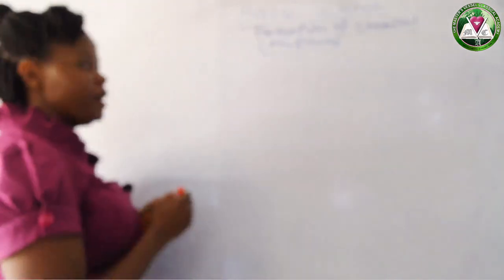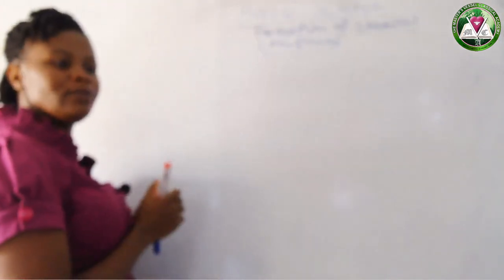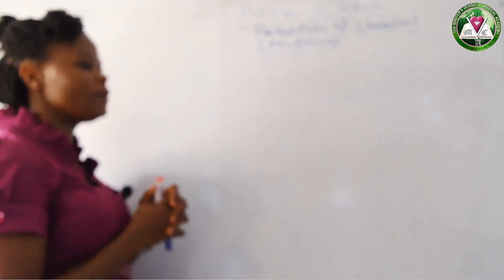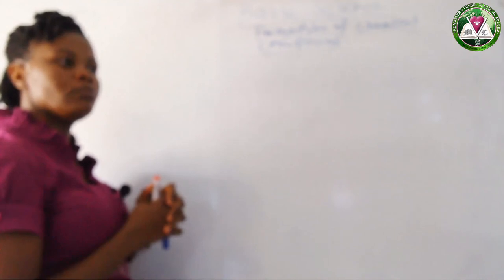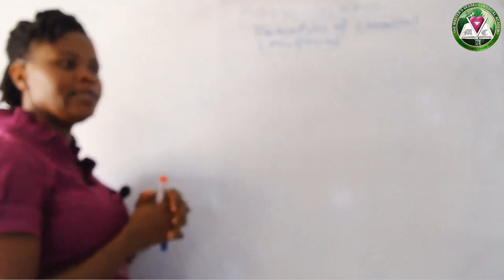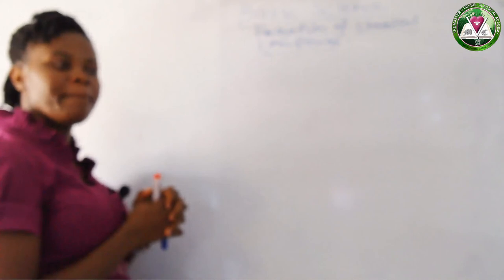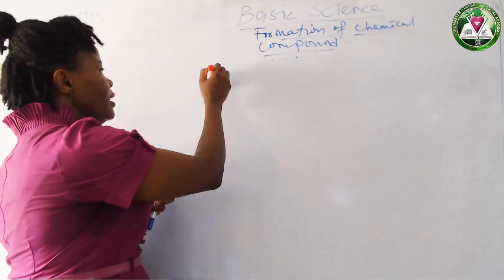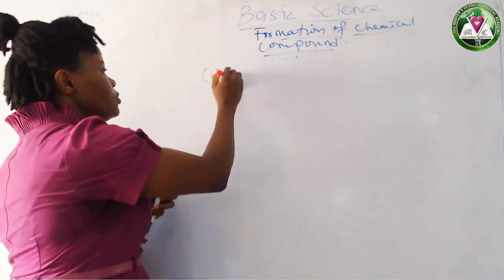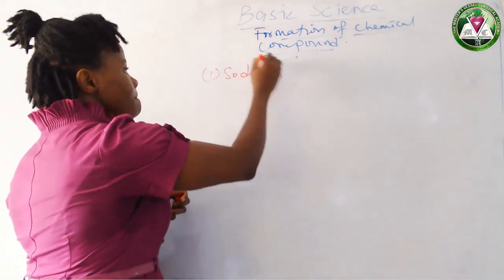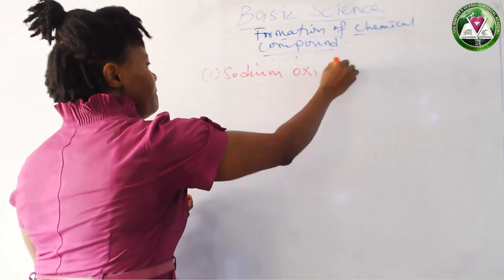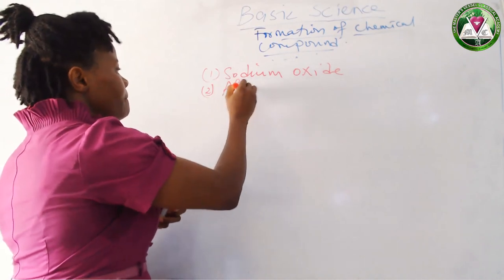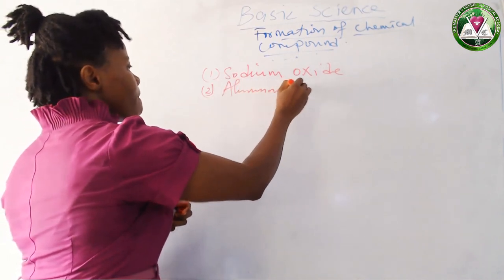Now I want you to go with me. Let's try and write the chemical compounds of sodium oxide, magnesium oxide, maybe aluminium chloride. Okay, let's say, maybe number 1, sodium oxide. Let's write them. Number 2, aluminium chloride.